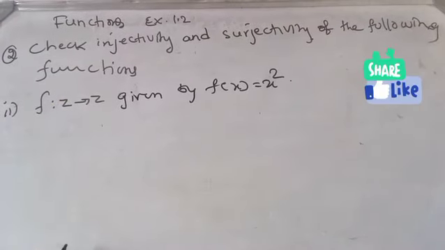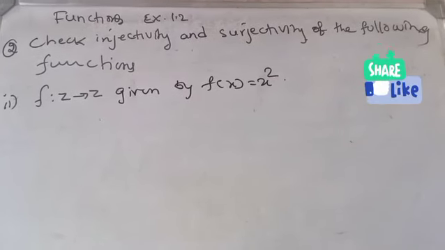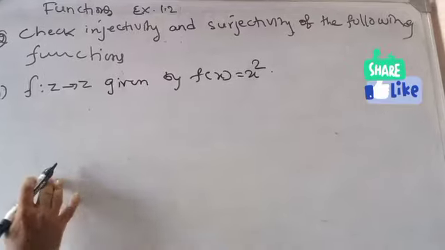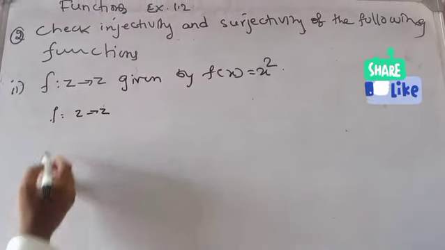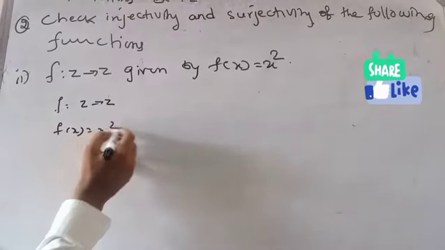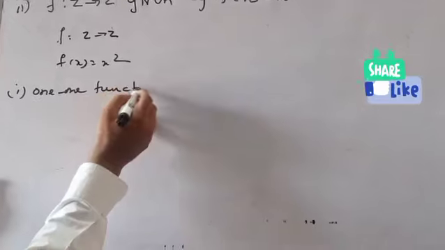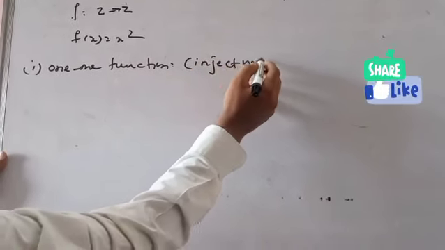Exercise 1.2 problems. In the second question, check injectivity and surjectivity of the following functions. The second one: f from Z to Z given by f of x equal to x square. Here the function is from Z to Z, f of x is equal to x square. First one, one-one function, which is called an injective function.